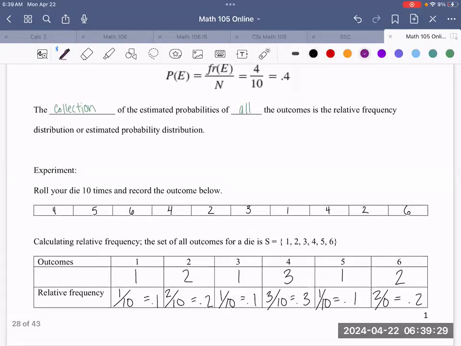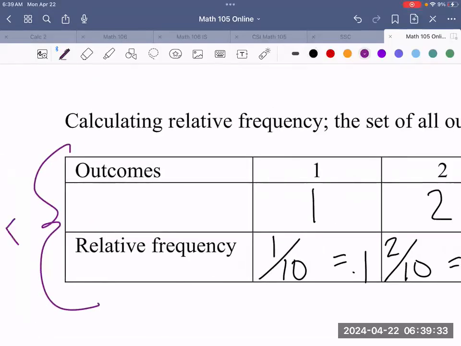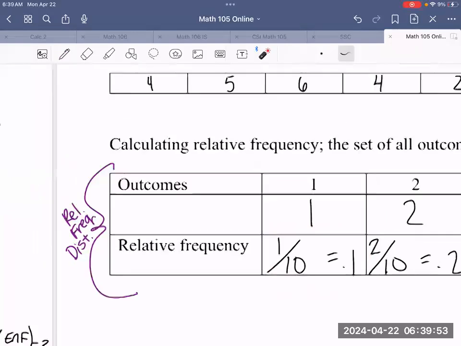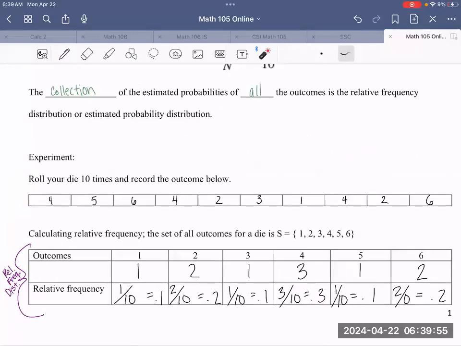So what we have here is called your relative frequency distribution. That's this whole table that we've created. Now, if we're just looking at one of these, this would be called your relative frequency. So when you combine it all, it's just the collection of all of these distributions.